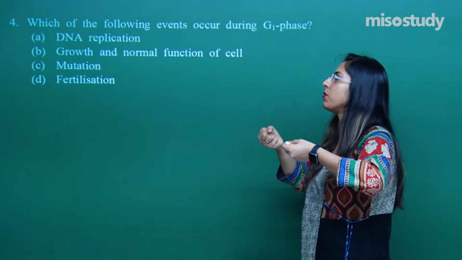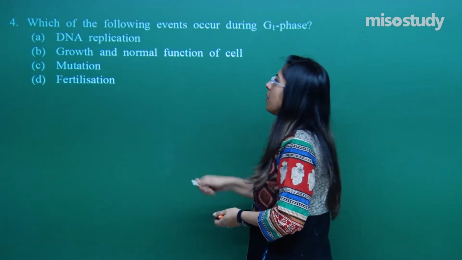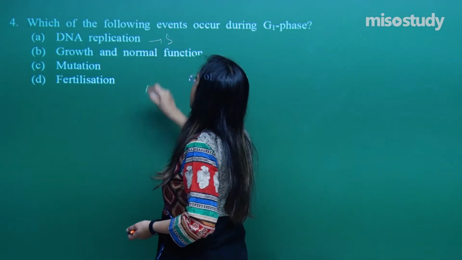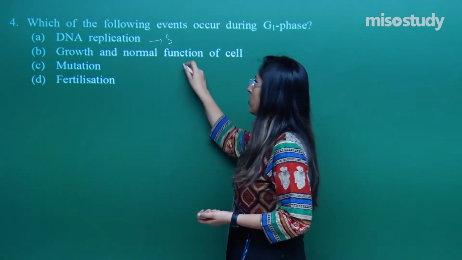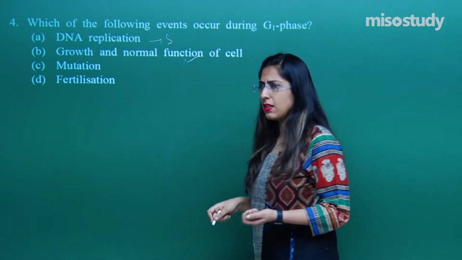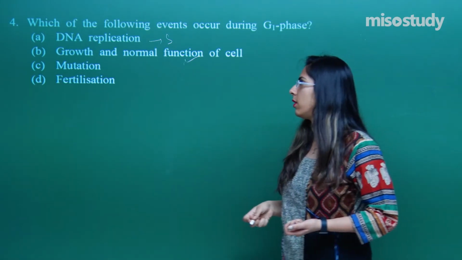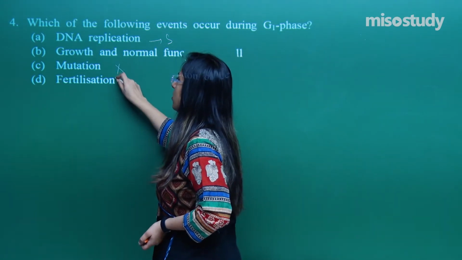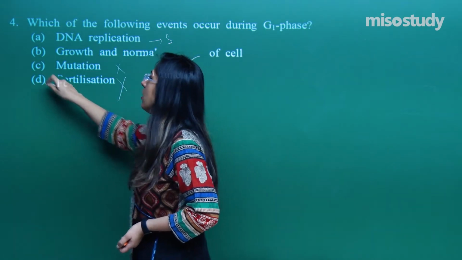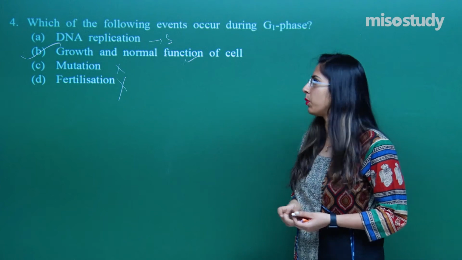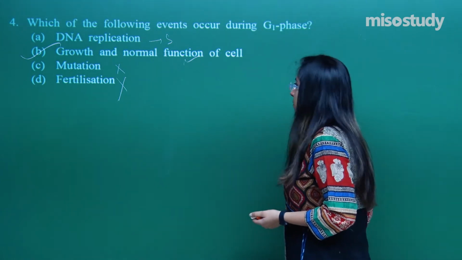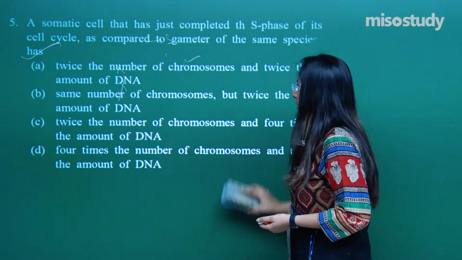Let's explore the options. DNA replication. DNA replication occurs in the S phase. Growth and the normal functioning of the cells. Yes, this is the right option. Mutation. Is it so that the mutation happens? No, not at all. It's not related to mutation. It's not at all related to fertilization. Correct option is option number B for question number 4. Let's explore the next question, question number 5.